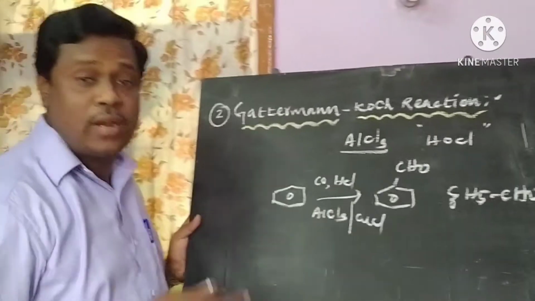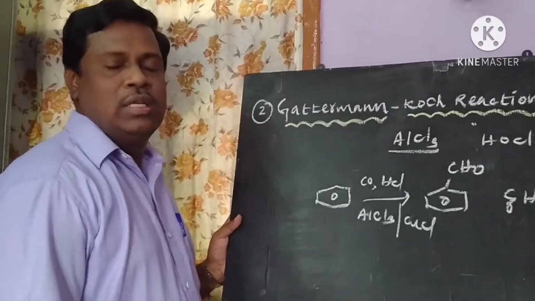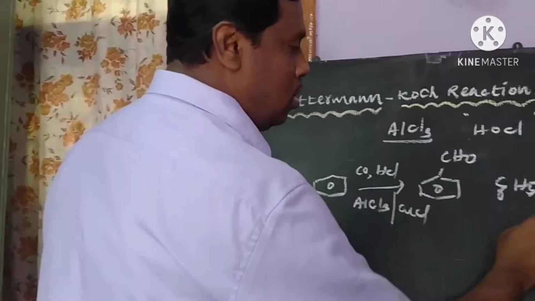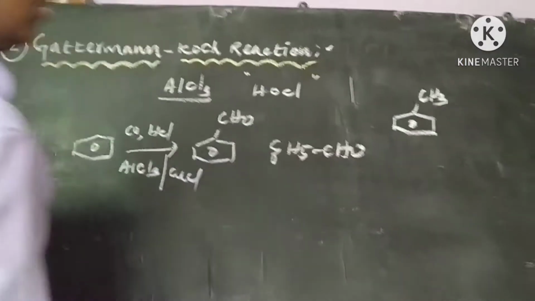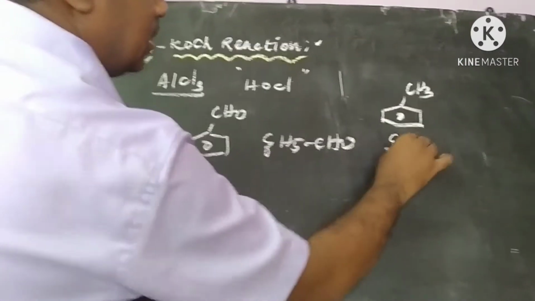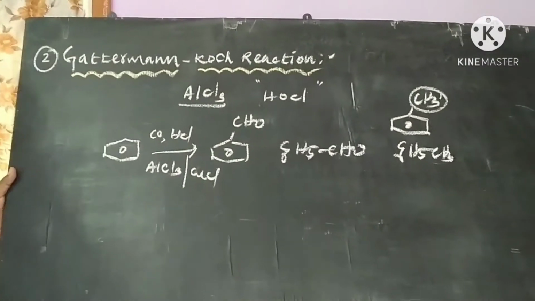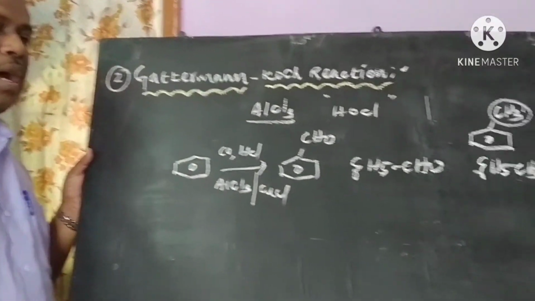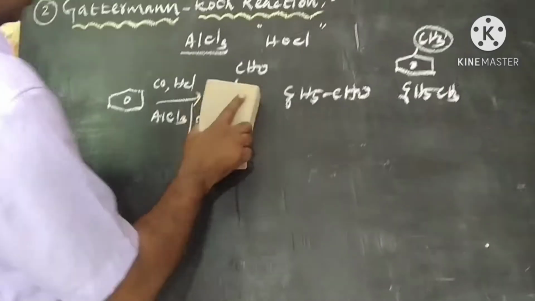The next, third one: manufacture of benzaldehyde from toluene, by side chain chlorination of toluene. We already know the structure of toluene, formula C6H5CH3, a benzene with a side chain. Side chain chlorination of toluene gives benzal chloride, which on hydrolysis gives benzaldehyde.